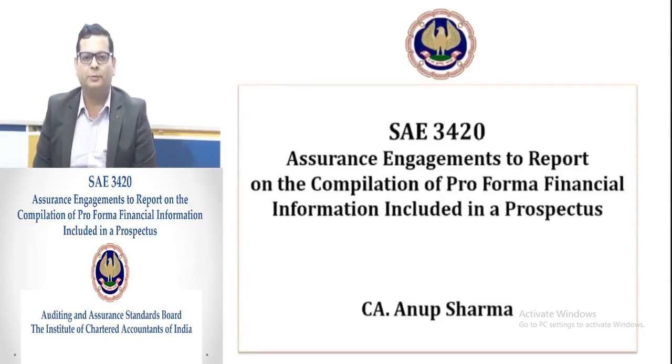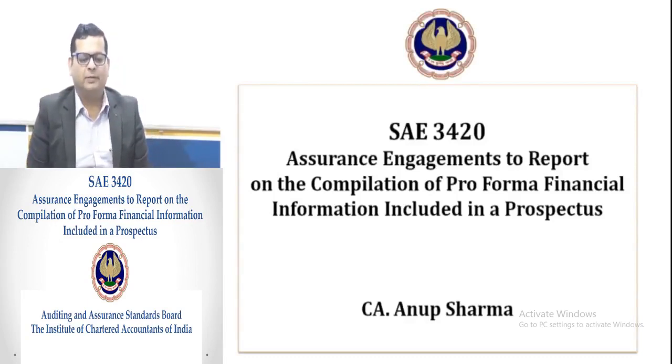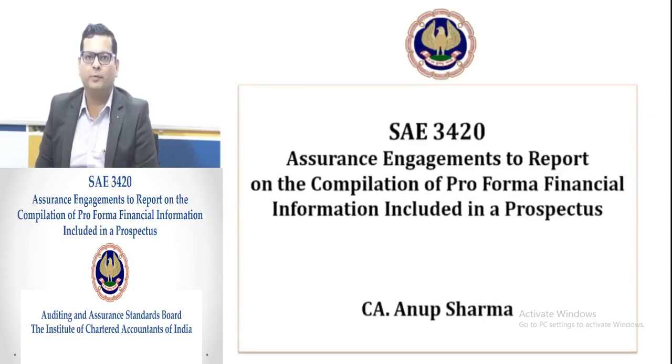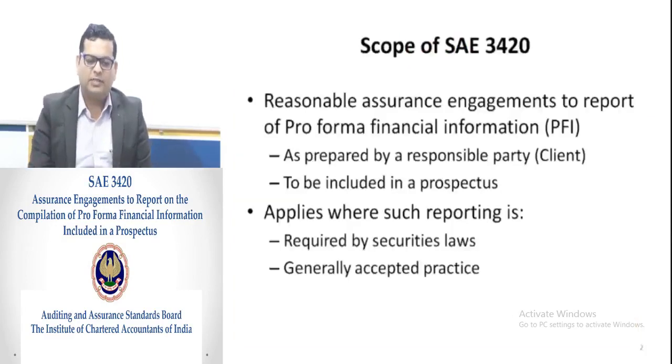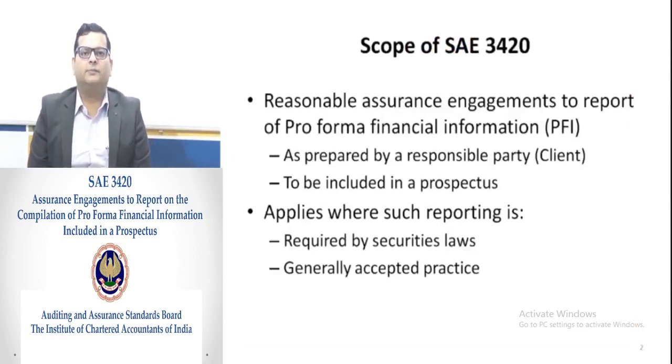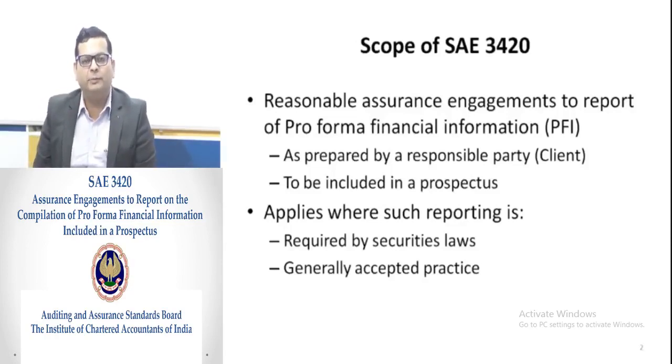Today I will be talking to you regarding Standard on Assurance Engagement 3420, which is about reporting on the compilation of Proforma financial information included in a prospectus. Just to give you some background, the scope of the standard typically is for providing reasonable assurance on engagements whenever there is Proforma financial information prepared by the client, which is meant to be included in a prospectus, like I mentioned.